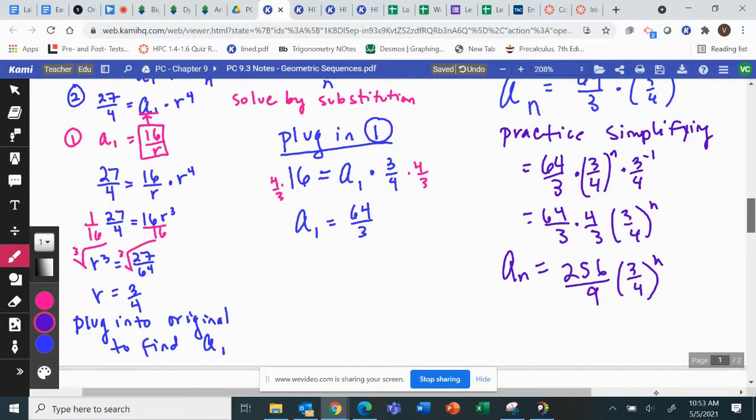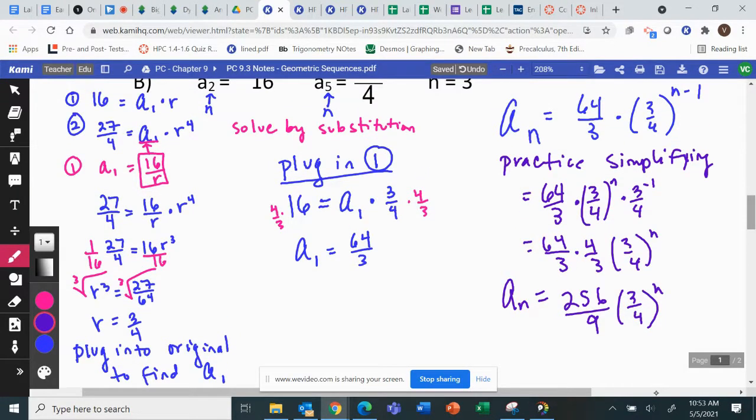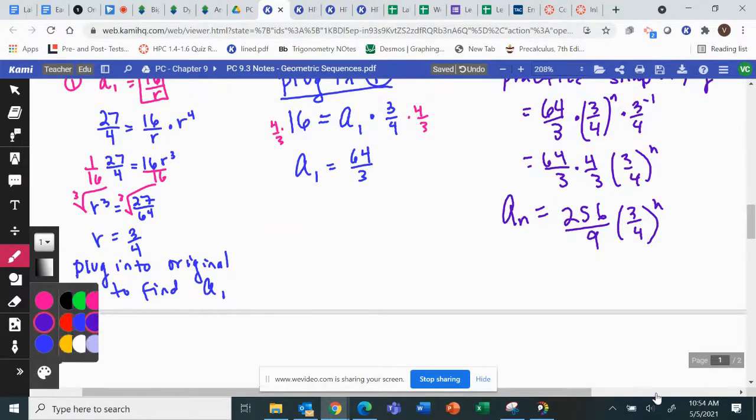Okay, and we are finding, what are we finding? n equals 3. It doesn't matter which one you plug it into. It should be the exact same answer. I just was trying to figure out which one would be easier to plug it into. I don't know that if one of them's easier or not.